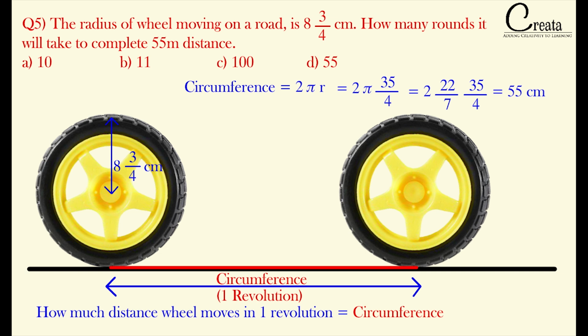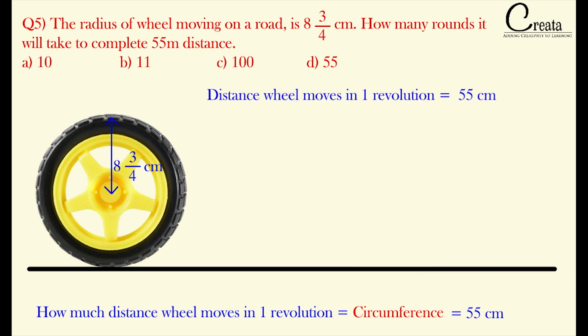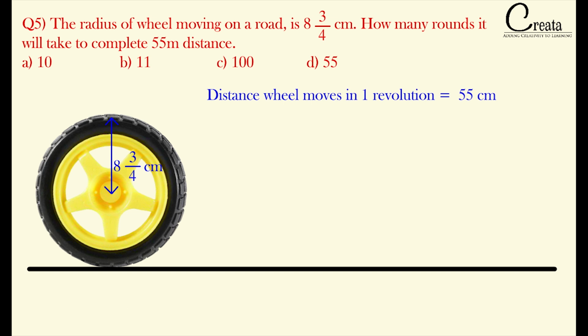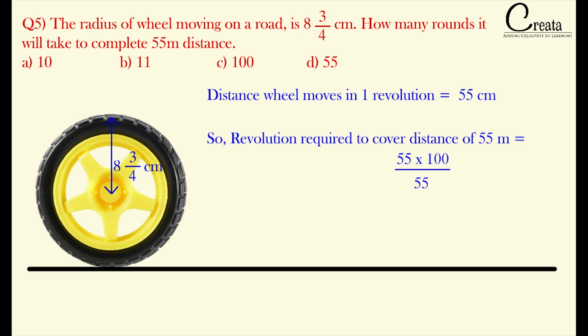Here this 55 cm is the circumference of this wheel, that is the distance this wheel will cover in one revolution. Okay, in one revolution the wheel is covering 55 cm. So the revolutions required to complete the distance of 55 meter will be 55 into 100 upon 55. We have converted 55 meter to centimeter by multiplying by 100. On solving, we got the answer as 100. So it will require 100 revolutions to complete the distance of 55 meter. That is the answer of the question.